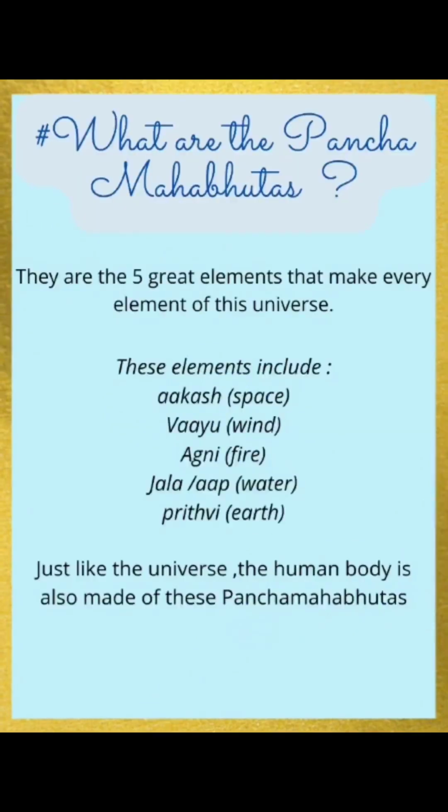So, we all must have heard about the Panchamahabhutas. What are these Panchamahabhutas? According to Ayurveda, they are the five great elements that together make every element of this universe. These elements include Akash, also known as space; Vayu, meaning wind; Agni, meaning fire; Jala or Aap, denoting water; and the last but not the least, Prithvi, which means earth.